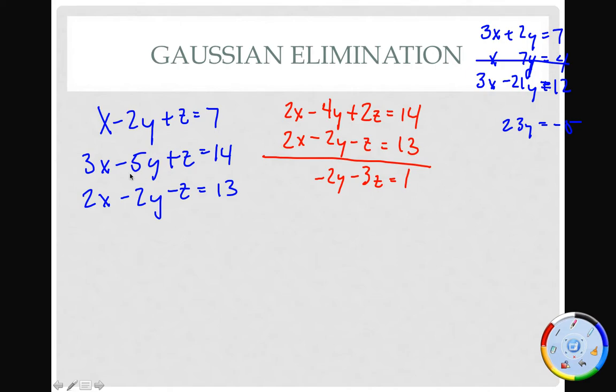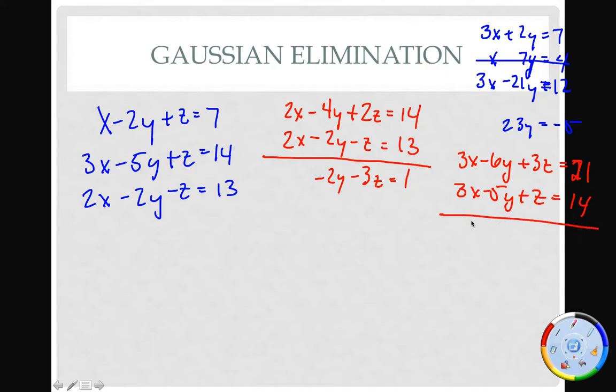Now, I'm also going to do the same thing for the middle equation. I'm going to multiply this top equation by 3. I'm going to say, okay, 3x minus 6y plus 3z is equal to 21. And I'm going to take this 3x minus 5y plus z equals 14. And again, I'm going to subtract. So I'm now going to have a negative y plus 2z.